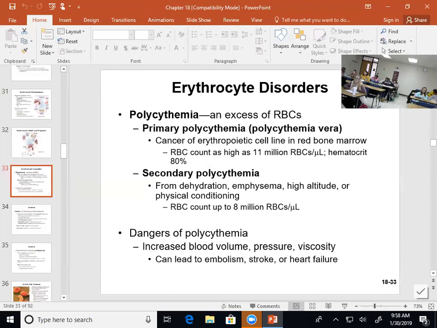So if you have primary polycythemia, it means that you have cancer of that erythropoietic line. And so your hematocrit, instead of being 40, is now like 80%. Do you guys know what blood would look like if you had a hematocrit of 80%? It would look like sludge. Can you survive this? No, you're going to have to be, you know, that whole thing about bleeding.